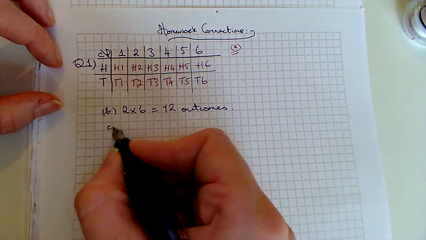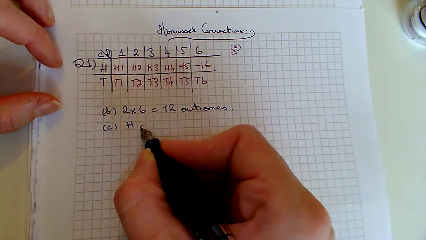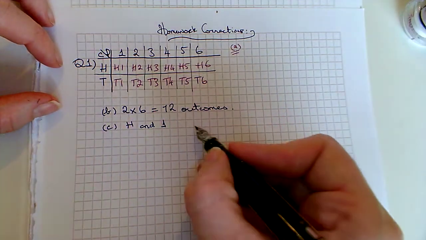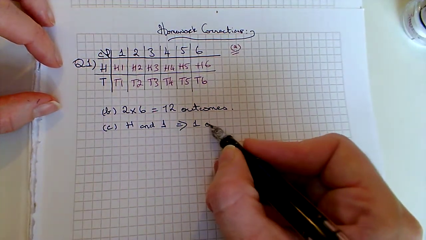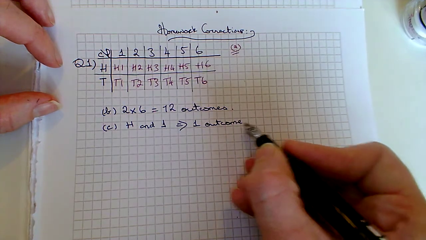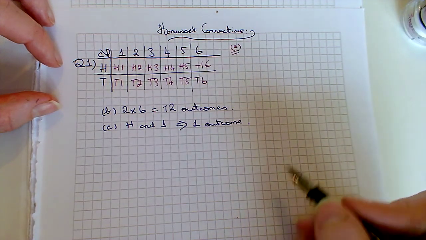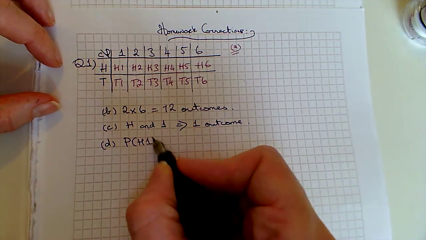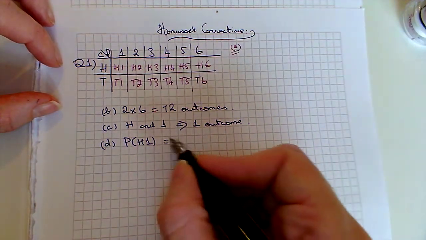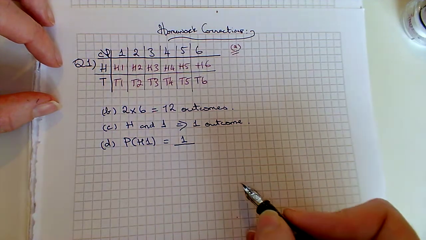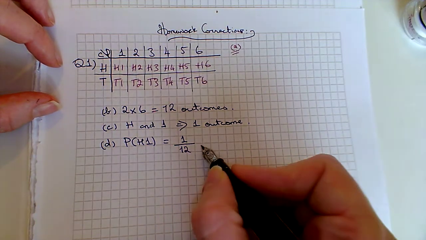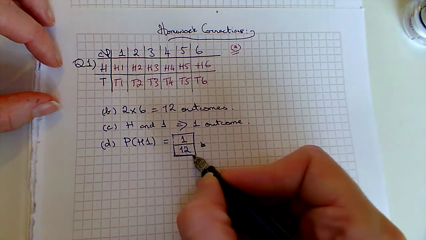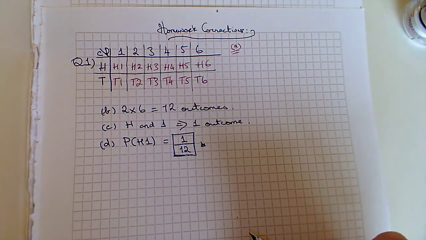How many outcomes show a head and a 1? If we look through them, 1 outcome, so only 1 outcome shows a head and a 1 together. So then part D asks us, what's the probability of getting a head and a 1? Well, it's the number of outcomes that give you a head and a 1 divided by the total number of outcomes. And that doesn't simplify. So we just leave our answer like that, as 1/12.